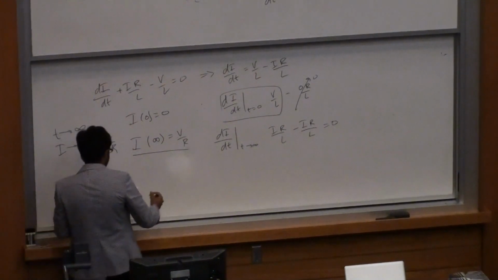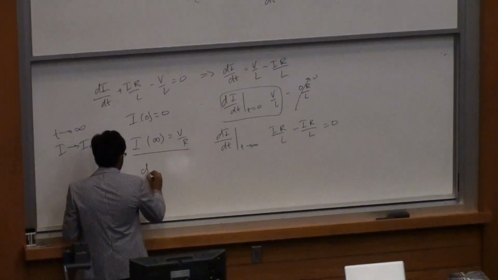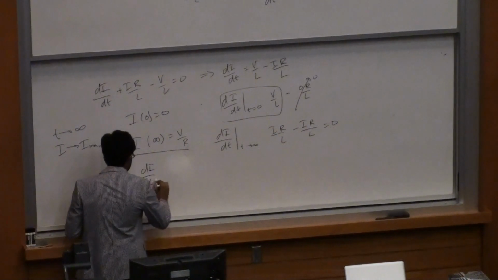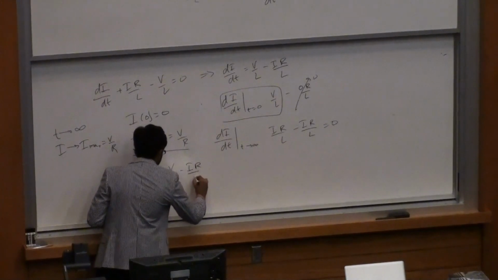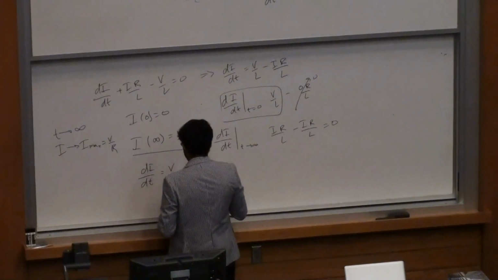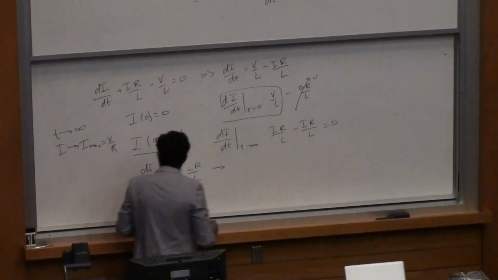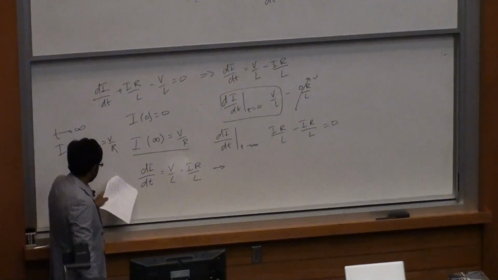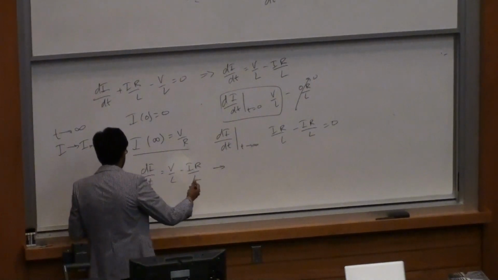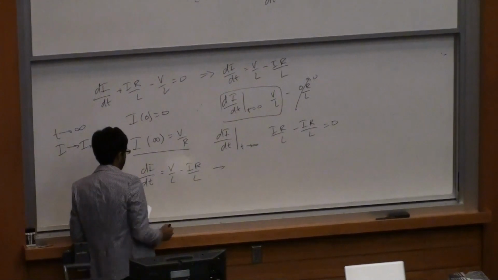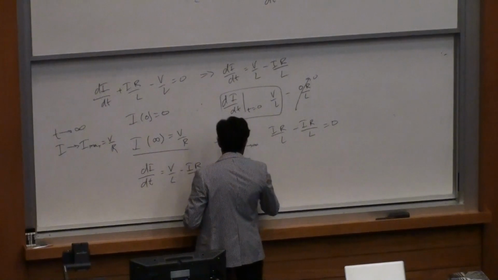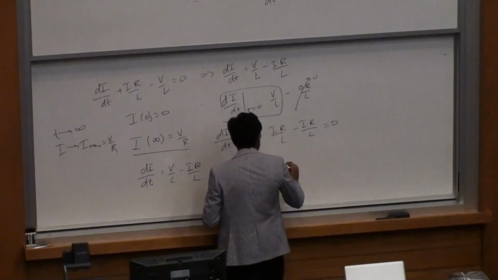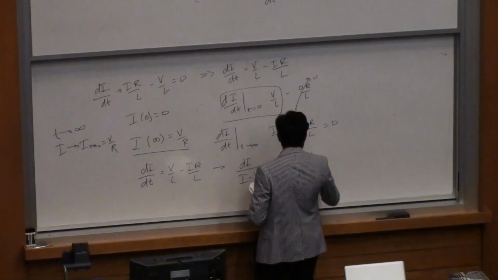So now I can rearrange this, and I get di/dt equals V over L minus I R over L. Right? I can multiply both sides by dt and divide by I minus V over R. So I get di over (I minus V over R) equals negative R over L dt.